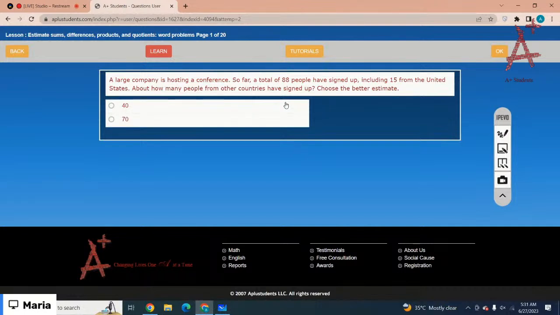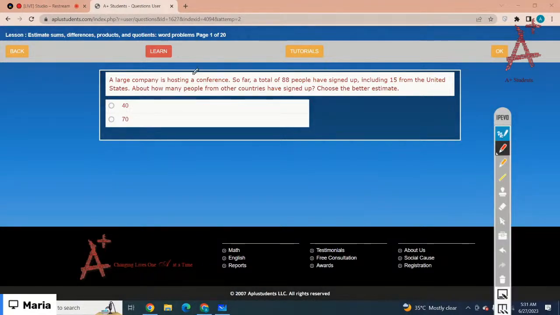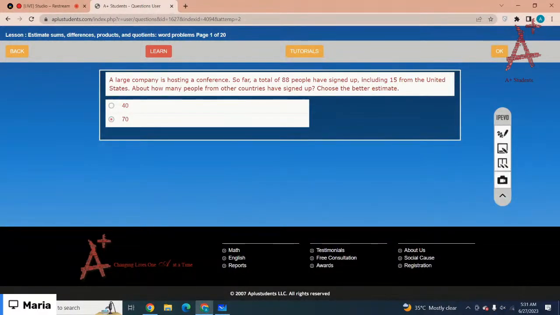Okay, 88 people total signed up. Got it? And out of 88, 15 of them were from the United States. So you have to see about how many people are from other countries. So exclude the United States ones. You are left with 73. You have to estimate the answer. That means from the rest of the countries you have about 70 people. Got it?